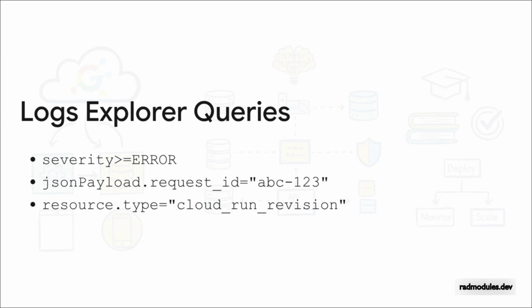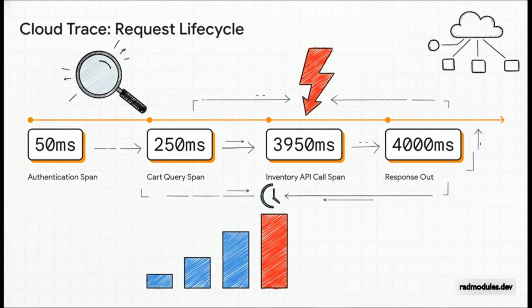It's a lifesaver. Now for the "why is this so slow" problem, we've got Cloud Trace. It gives you this awesome waterfall view, breaking a single request down into all its different parts, which are called spans. You can literally see how long each little operation took, the API call, the database query, and immediately spot the bottleneck that's slowing the whole thing down.